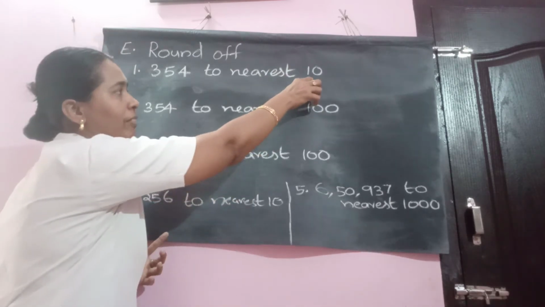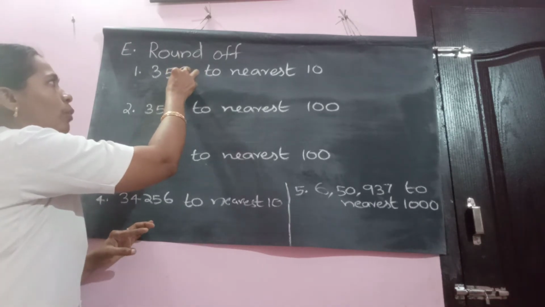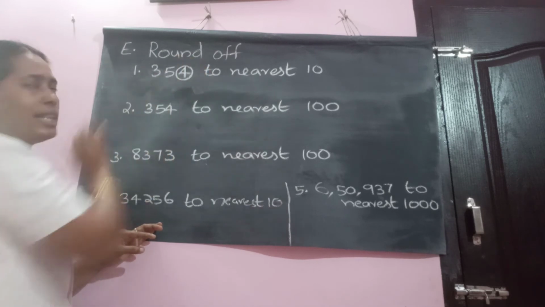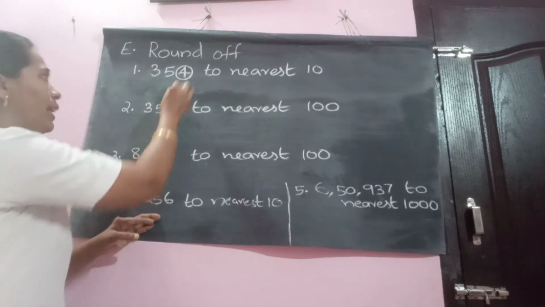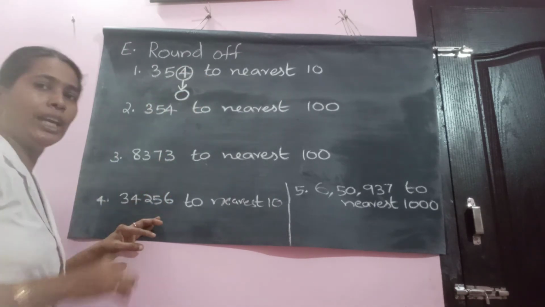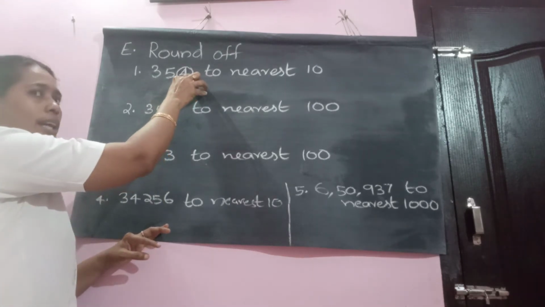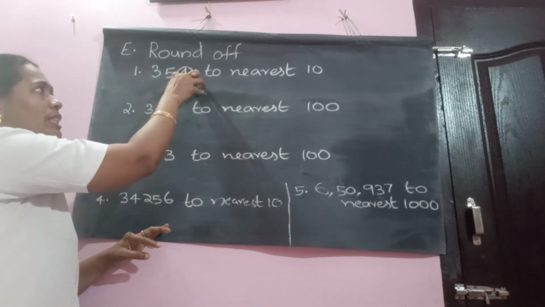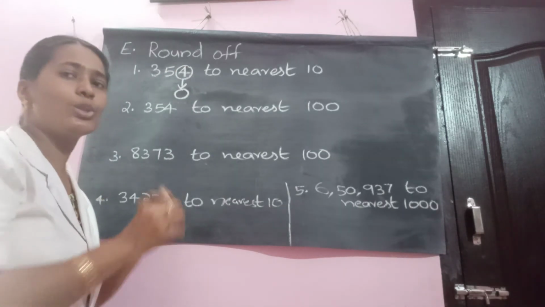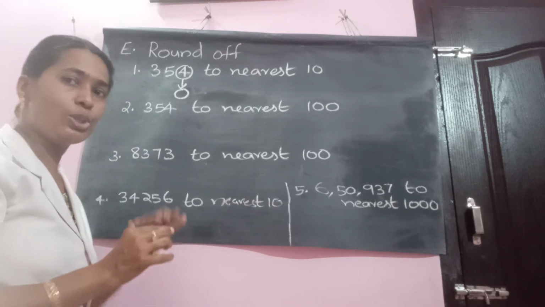10 means ending with how many zeros? 1 zero. So first, what we are doing for rounding off to tens is circle the ones digit and replace it by 0. Circle and replace it by 0. Then look at the circled number. If it is less than 5, there is no change to the remaining digits.